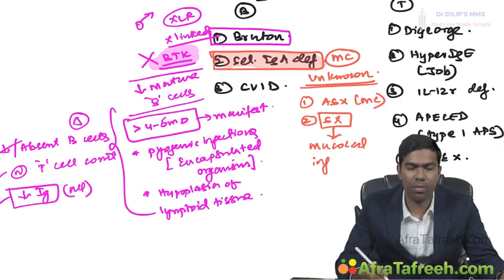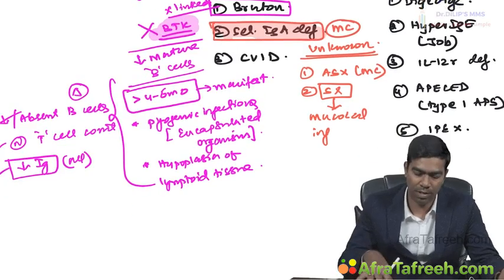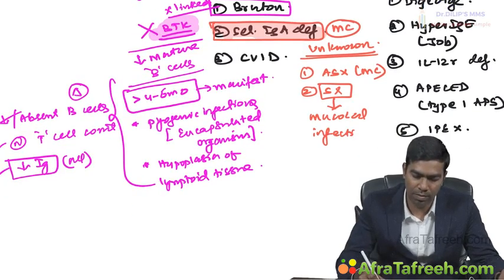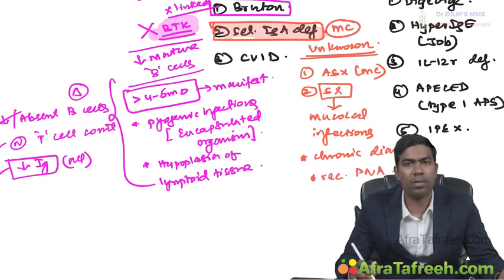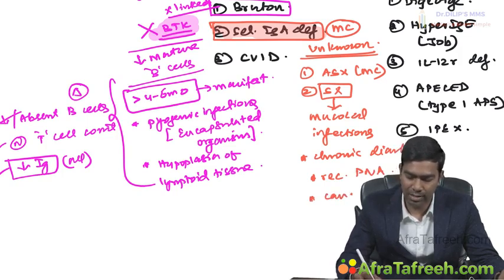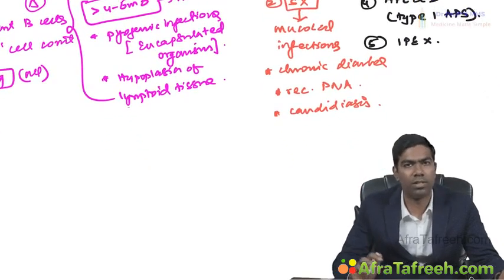Asymptomatic is most common usually. Many times they will have IgA deficiency but it will be subtle and the patient will not have any problem. But if they are symptomatic, typically they will be suffering from mucosal infections. Typically they will be suffering from chronic diarrhea, recurrent pneumonia, candidiasis. This is the thing they will get. A lot of mucosal infections are what they are going to get. So this is what is going to happen.